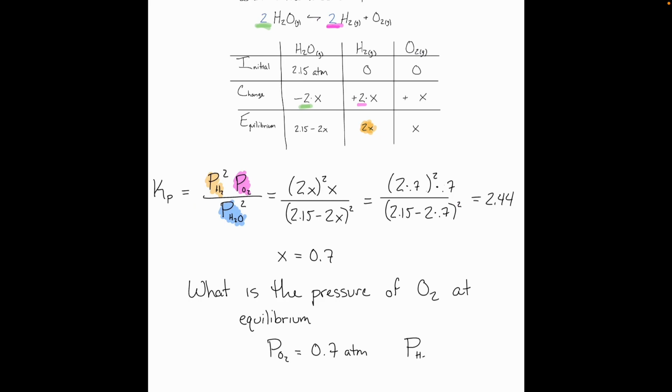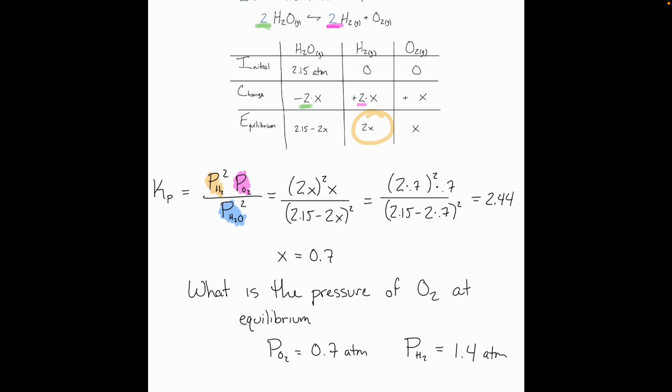So then what about the pressure of hydrogen gas? How'd you get that? 2x, right? Because according to my ICE table, at equilibrium, the pressure of hydrogen gas is 2x. All right, so 2 times 0.7 gives me 1.4 atm. Okay?